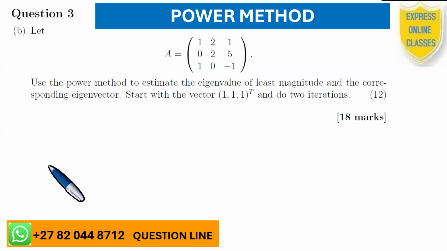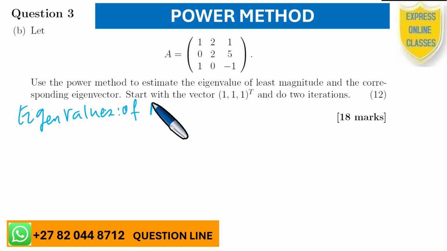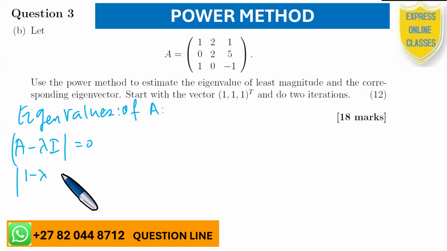You're going to actually be in a position to do this one here. Okay, this one is additional to the solution. To look at the eigenvalues of the matrix A, we're going to look at A minus lambda I: 1 minus lambda, 2, 1; 0, 2 minus lambda, 5; 1, 0, minus 1 minus lambda.